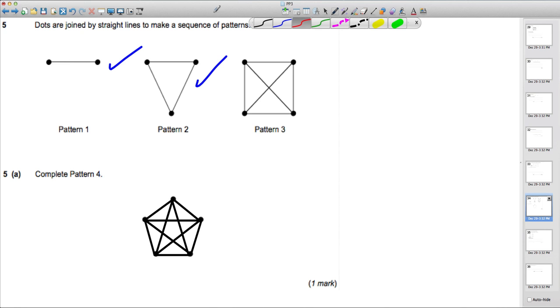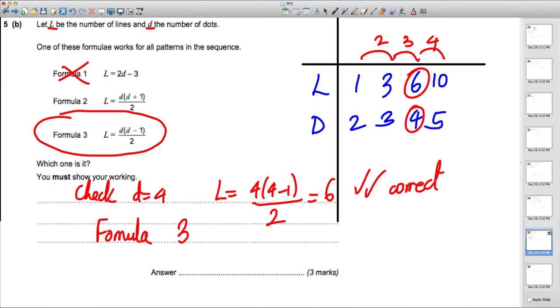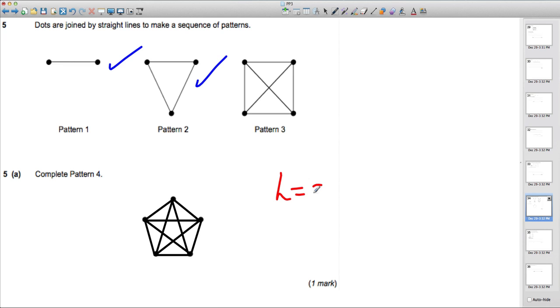Why does the formula connecting the dots, L is D minus 1 over 2, actually work? Well, let's think by looking at this hardest case here. Let's pick one corner. How many lines come out of that corner? Well, 1 does, 2 does, 3 does, and 4 does. So there are 4 lines coming out of it.